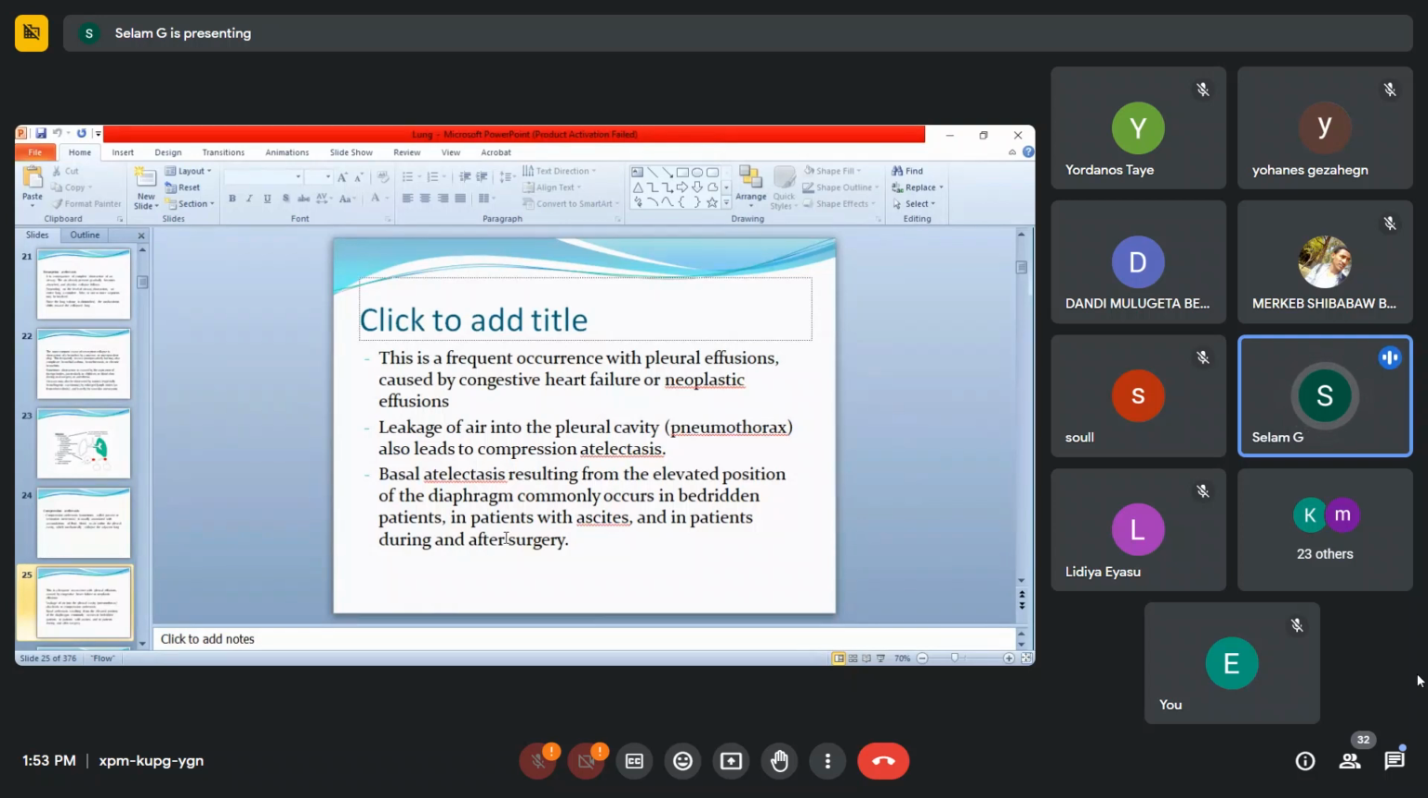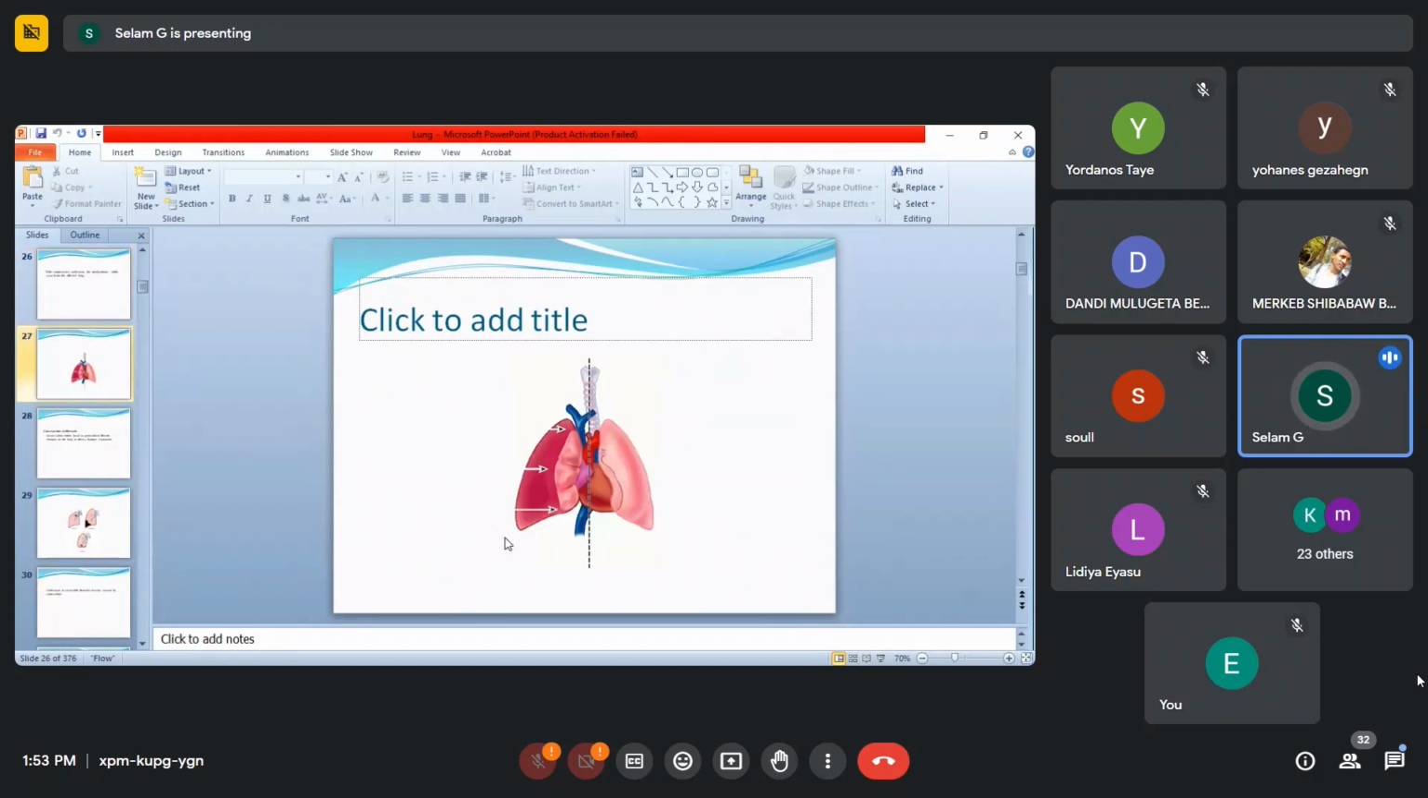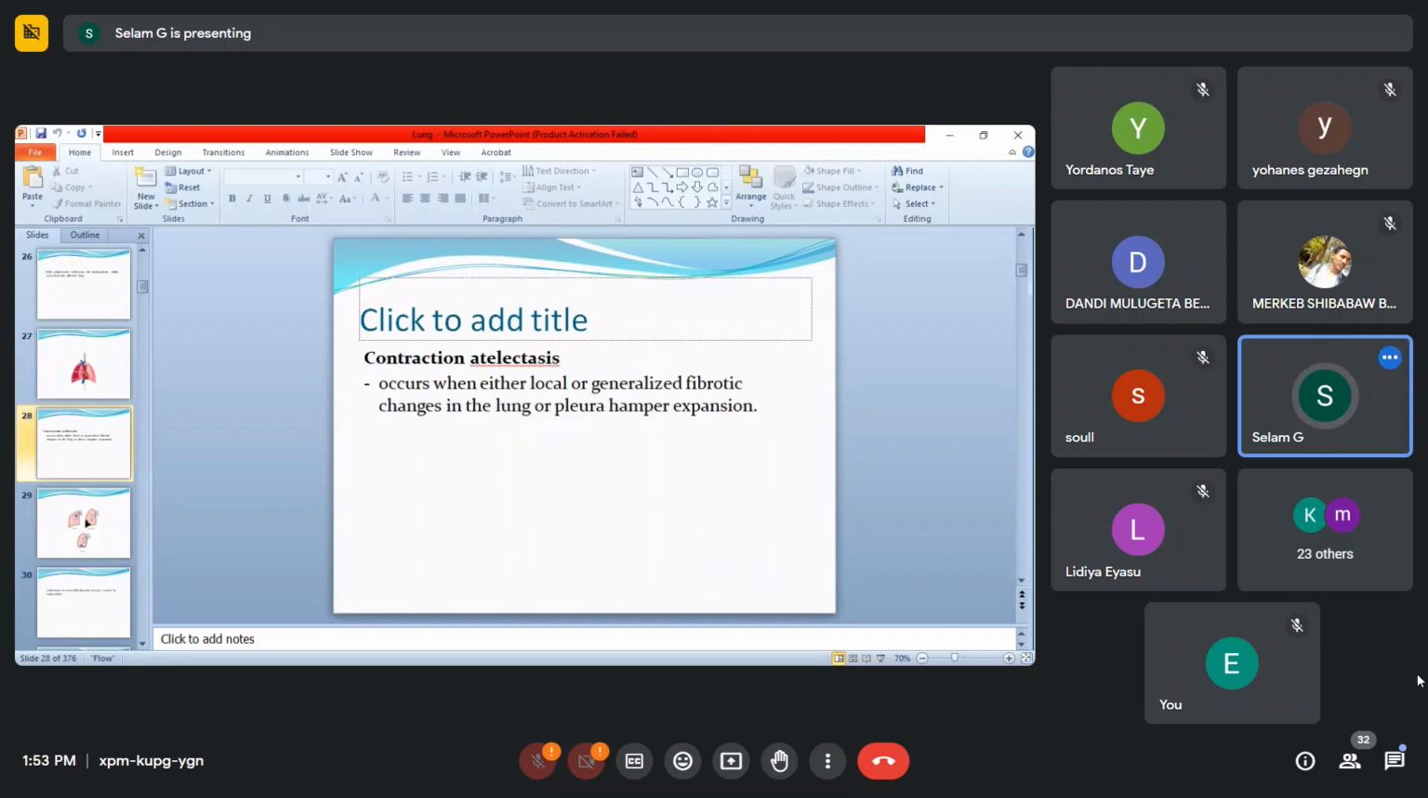Basal atelectasis resulting from the elevated position of the diaphragm commonly occurs in bedridden patients, in patients with ascites, and in patients during and after surgery. With compressive atelectasis, the mediastinum shifts away from the affected lung. So in the pleural cavity, it could be air, blood, or metastatic deposits causing excessive fluid or bleeding. This leads to compression atelectasis.